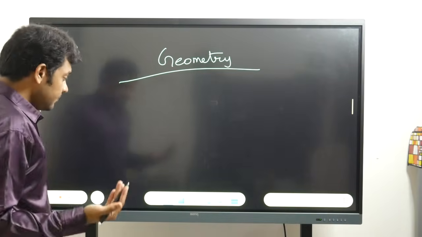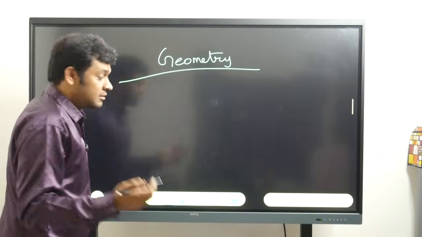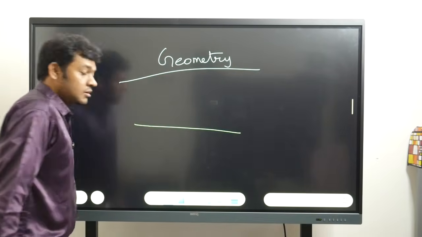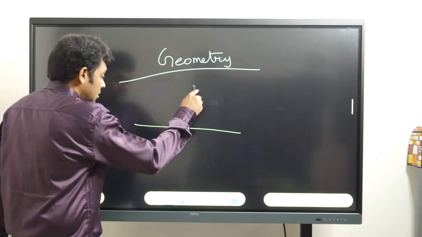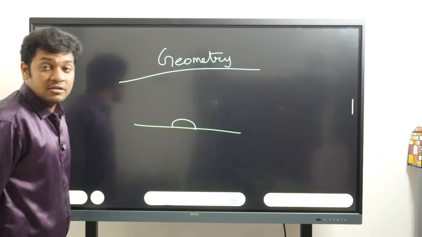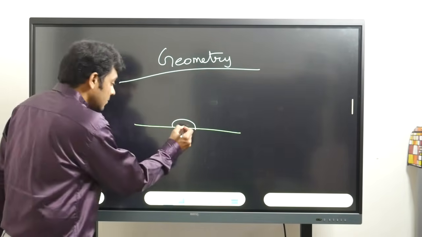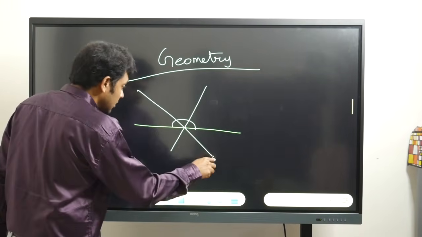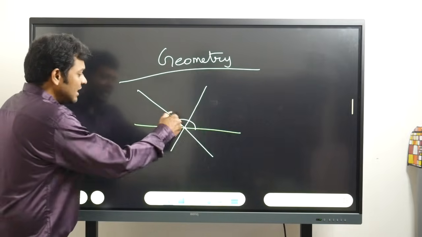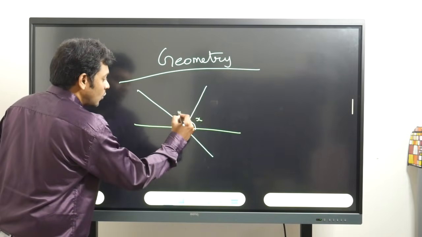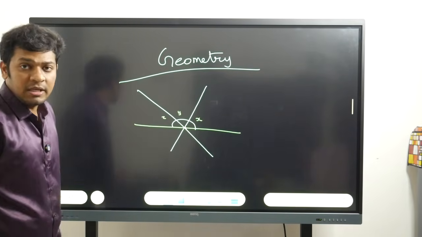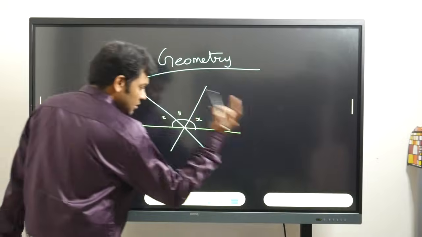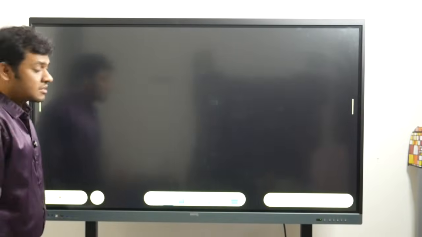Geometry. First thing, we should know about the angles and lines. Say if I have a straight line, this whole angle is considered to be 180 degrees. Right, if I have center. Now, if I just have multiple lines over here, this entire angle, say if this is x, this is y, this is z, the sum is going to be 180.